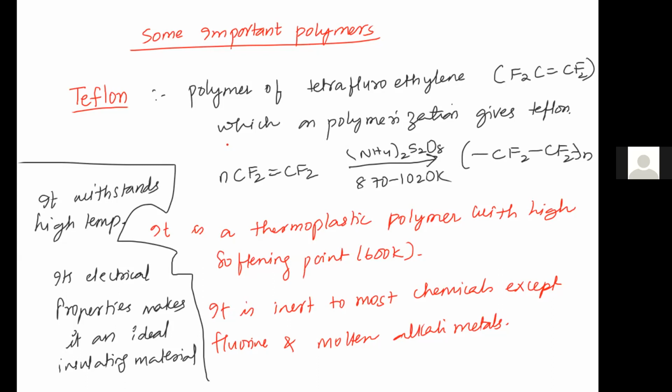Next we have nylon, types of nylon. Whoever has just entered can take a screenshot of this. I'm going to the next polymer. The next polymer is nylon 6,6. This is a polymer resin.